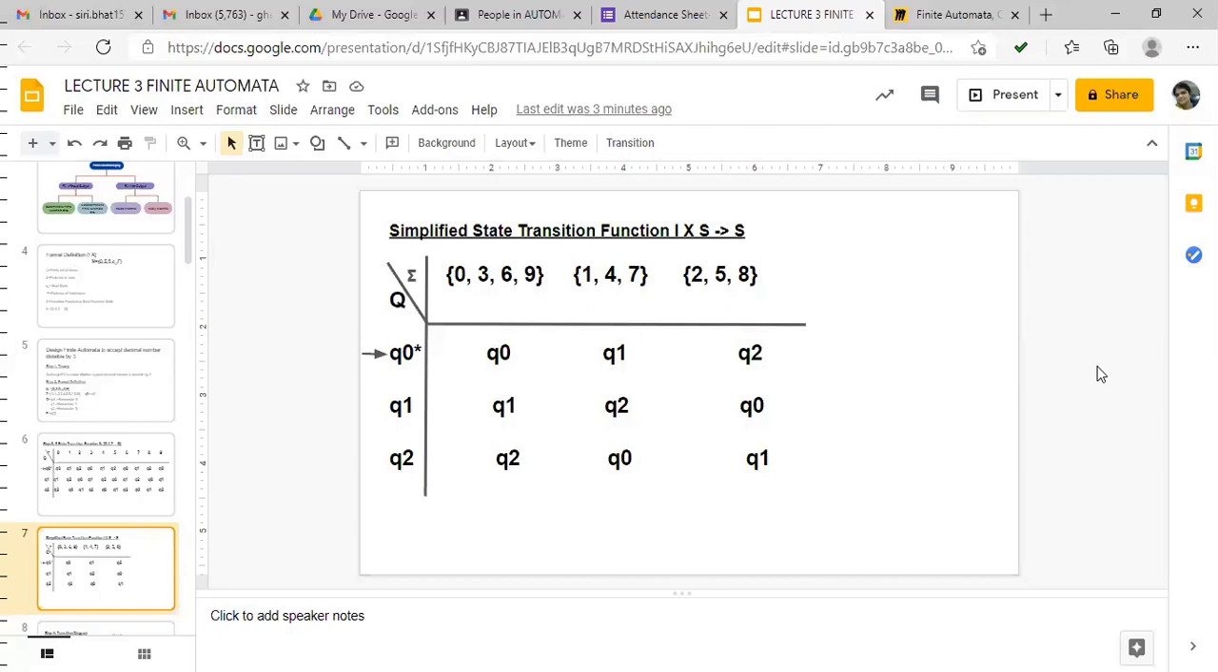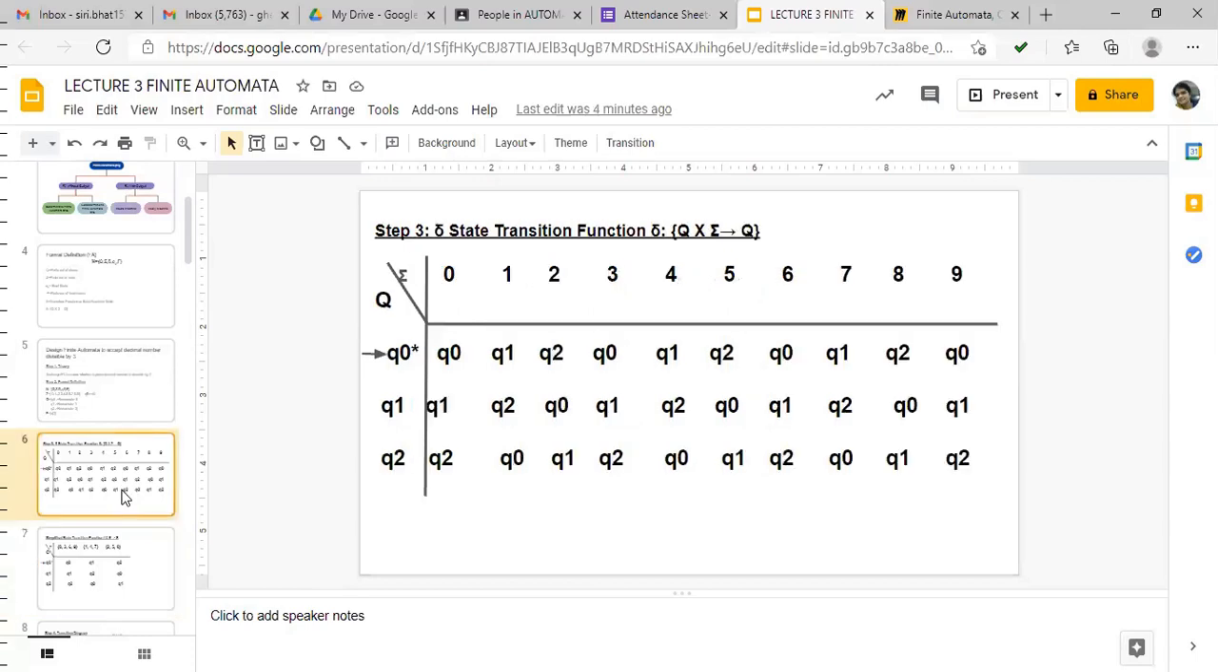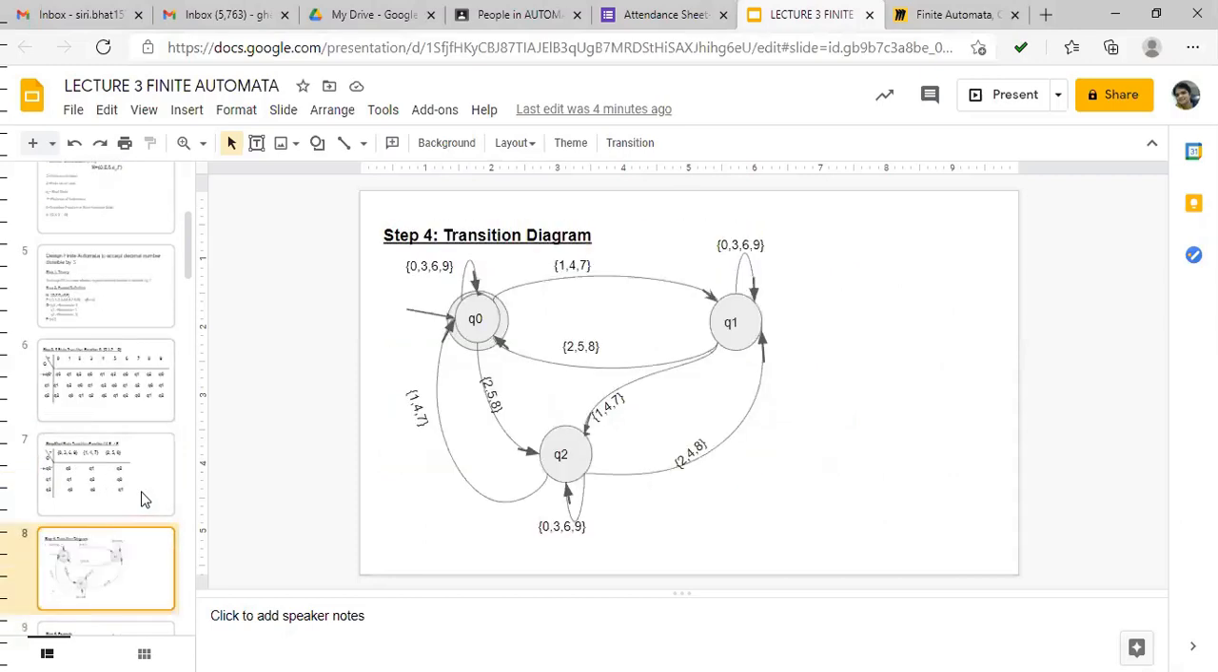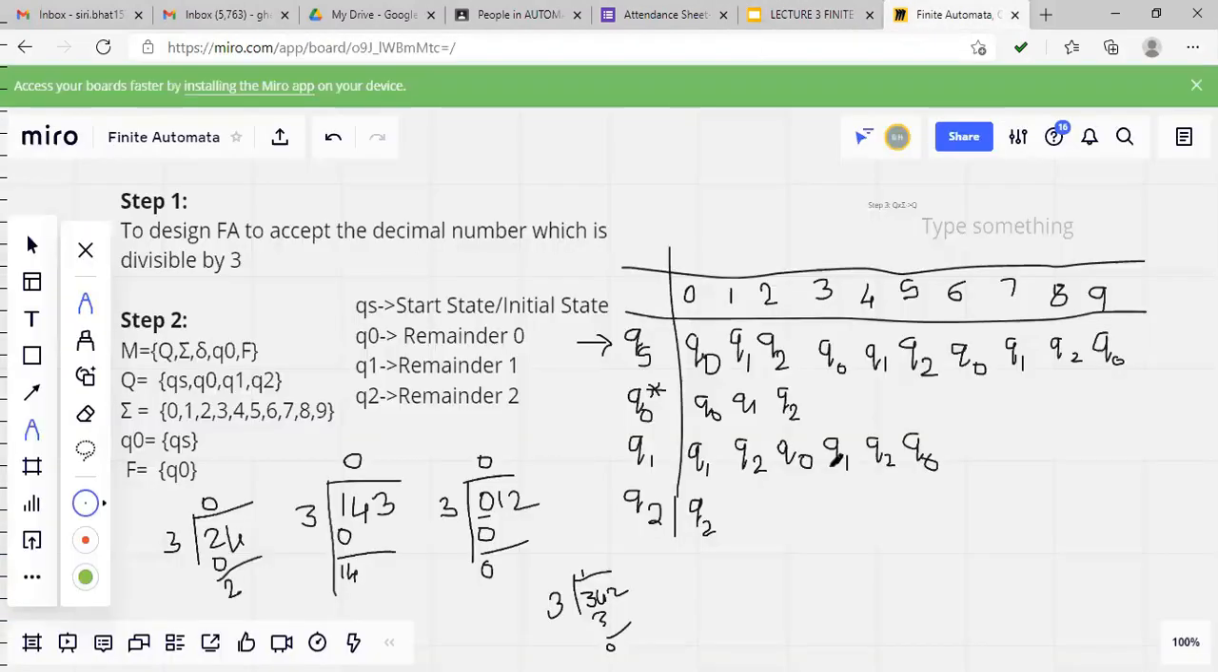Any doubt in this? Okay. Fine. So this was our step three. So what is our next step? The next step is you have to draw the transition diagram. I'll just show you how to draw the transition.